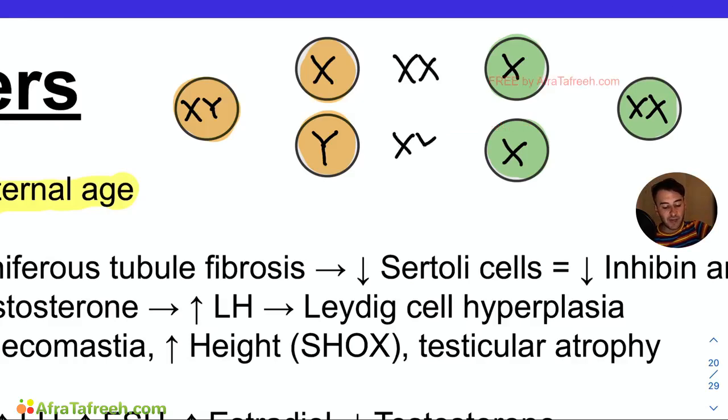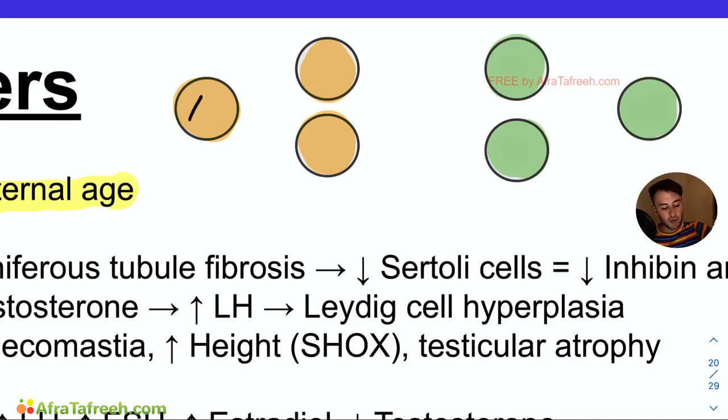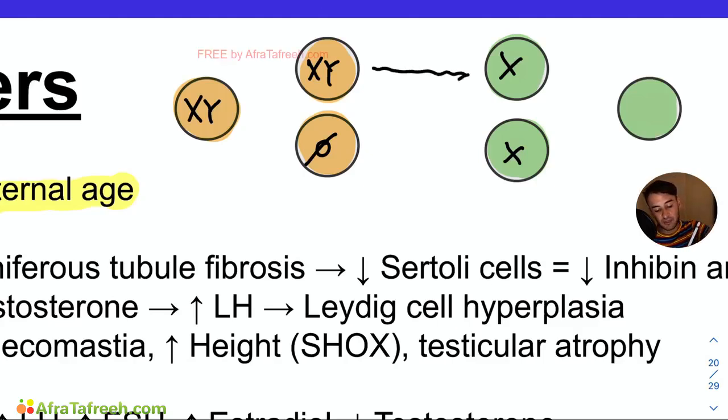However, let's talk about what happens in non-disjunction events related to the male. So we have our normal XY male, and then after meiosis 1 and meiosis 2, we can have non-disjunction events. So we can get some sperm that are carrying both an X and a Y, and some sperm that are carrying nothing. These are going to go on to pair with normal eggs that both carry an X. And so what we're going to have is an egg and a sperm union here that is going to produce an XXY zygote. So that is what happens when we have male non-disjunction.